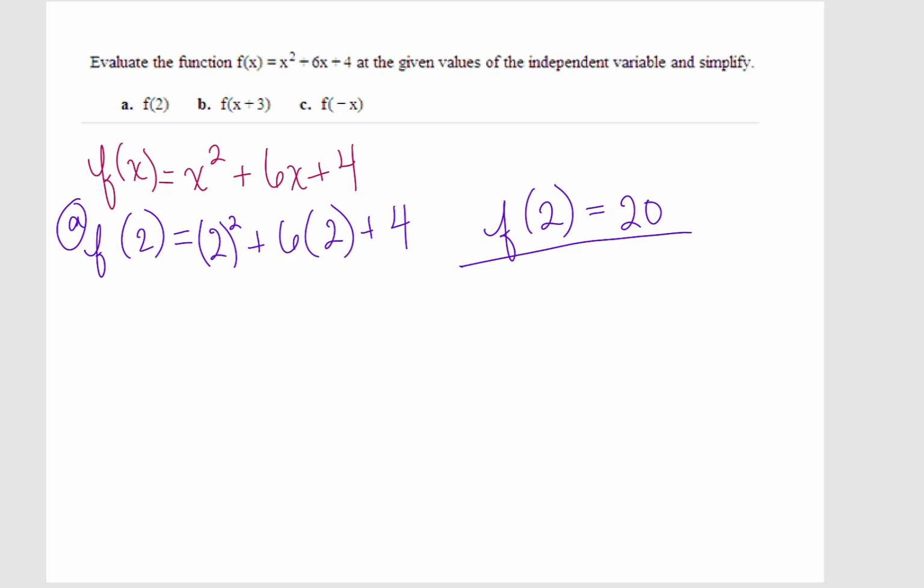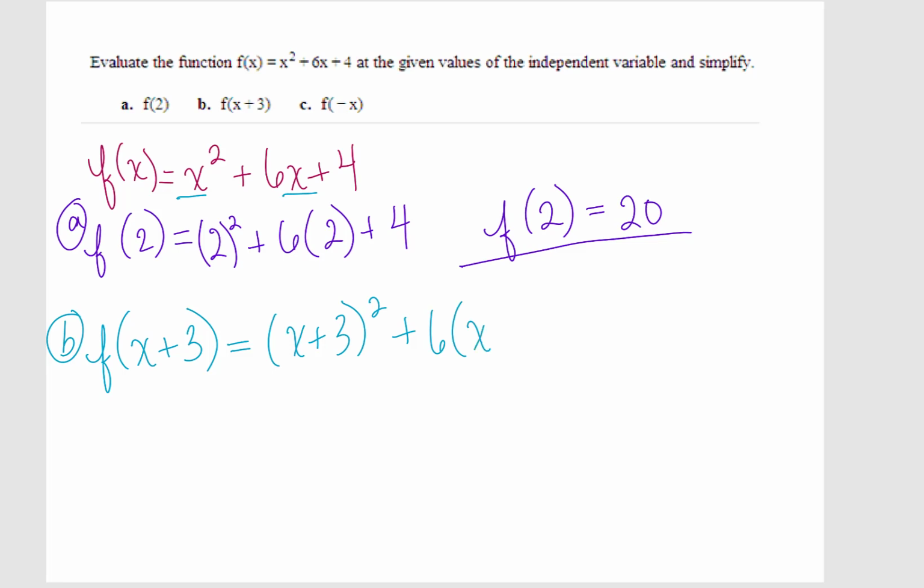Okay, for part B, let's choose a different color here. They want me to have x plus 3 as my input. So again, every single place that I had x, I'm going to put x plus 3. So x plus 3 squared plus 6 times x plus 3 plus 4. Here I'm going to FOIL. So just like if I had 5 squared here, it'd be 5 times 5, I'm going to do x plus 3 times x plus 3. Let's simplify that.